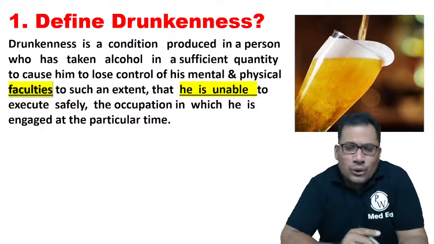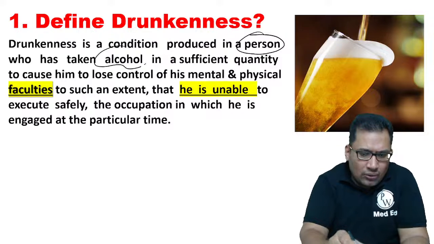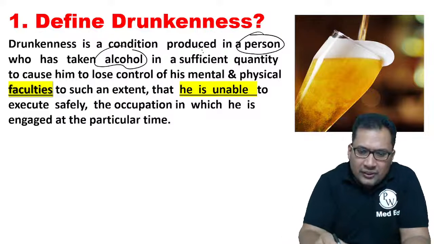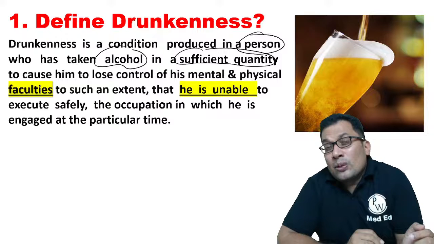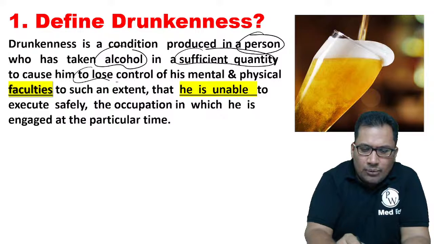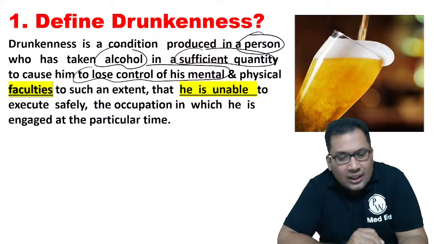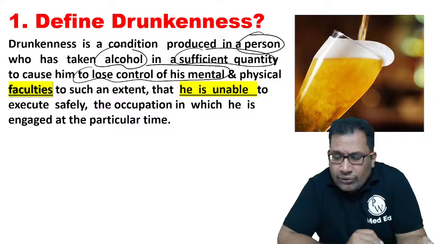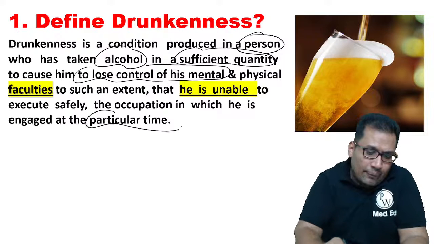It's a condition produced in a person who has taken alcohol, that is ethyl alcohol, in a sufficient quantity. What do you mean by sufficient quantity? The question can be asked, what is the legal limit of alcohol? 30 milligram percentage. To cause him to lose control of his mental and physical faculty to such an extent that he is unable to execute safely the occupation in which he is engaged at that particular time.